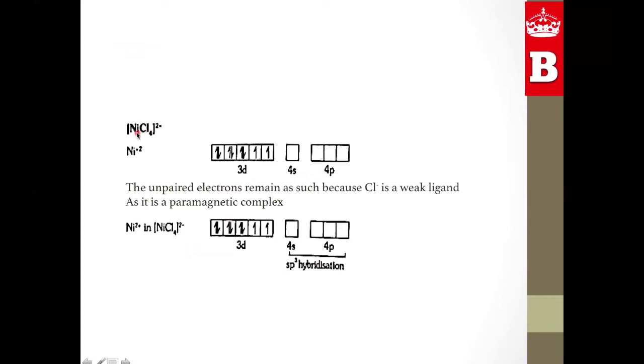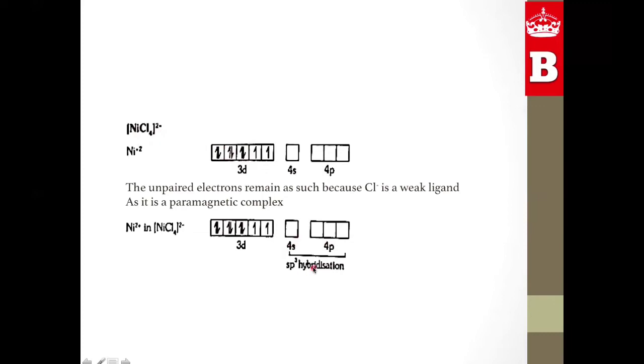Similarly for NiCl4, Cl is a weak field ligand, so the electrons will remain as they are. There will not be any pairing up. The 3d orbitals will be filled as they are in the ground state. So hence the 4s and 4p orbitals are involved in the hybridization.